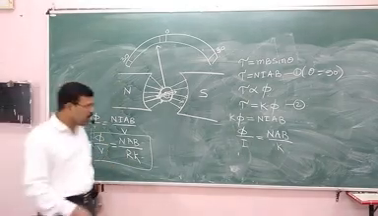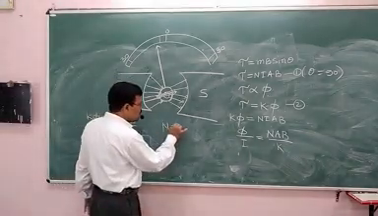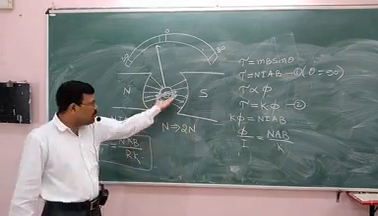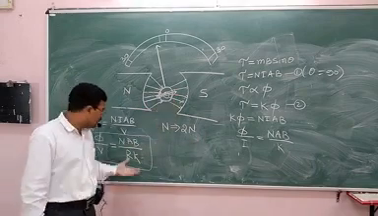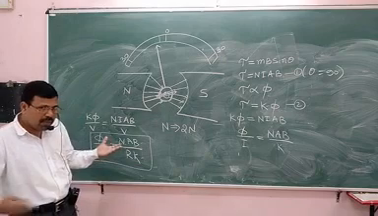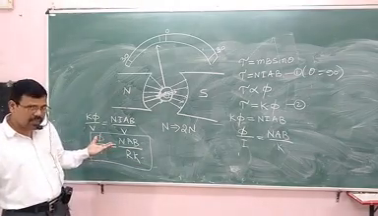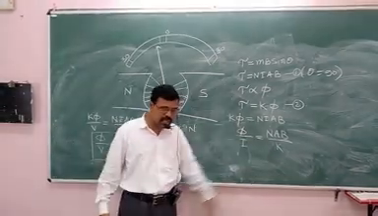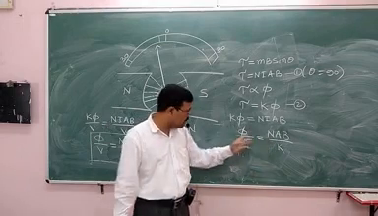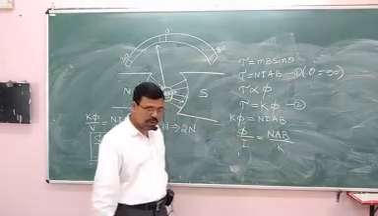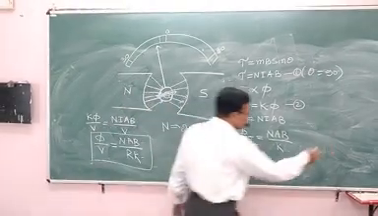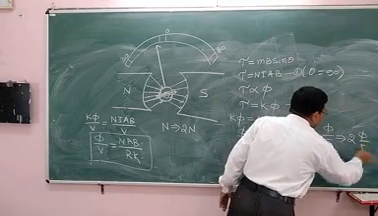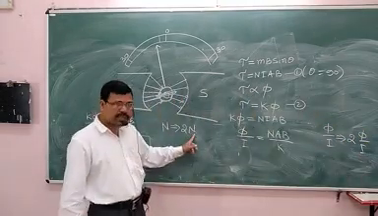In CBSE exams, they always ask, what happens to the current sensitivity and the voltage sensitivity of a moving coil galvanometer when the number of turns in the coil is doubled? When the number of turns in the coil is doubled, the current sensitivity gets doubled. If N becomes 2N, then phi by I becomes 2 phi by I. That means the current sensitivity will be 2 times the initial current sensitivity when N is doubled.